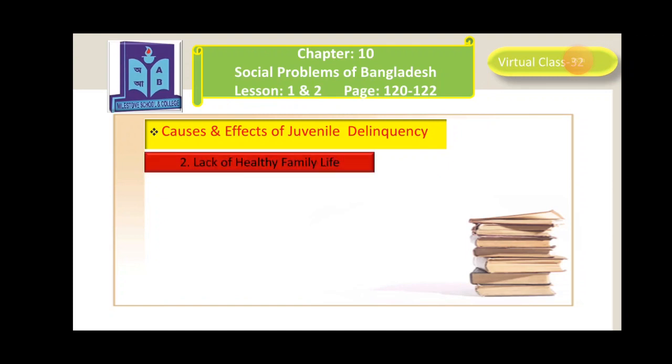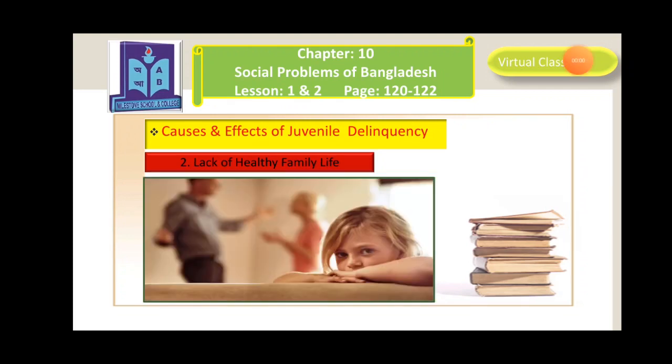So, lack of healthy family life. In our society, in some cases we see that the parents are busy with their personal tasks, and often they shout at each other. Because of their misconduct and the unhealthy family, the juvenile becomes frustrated, and for that reason they try to do negative things because of their frustration and demoralization.